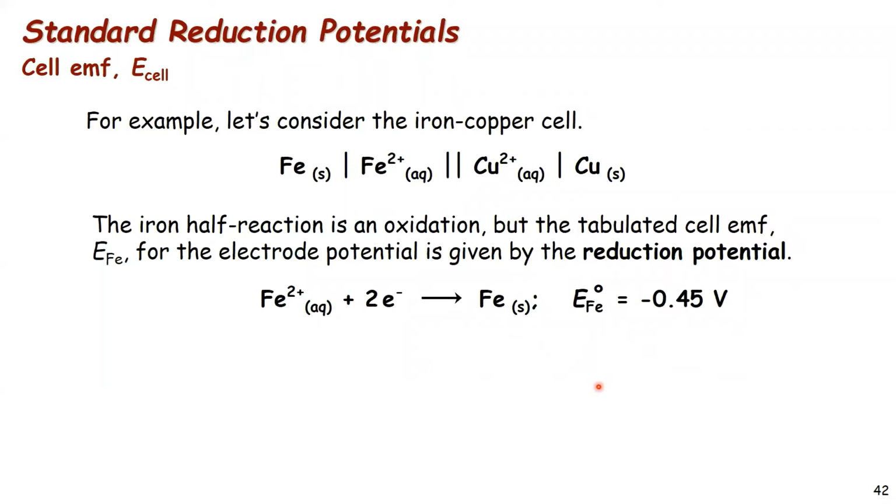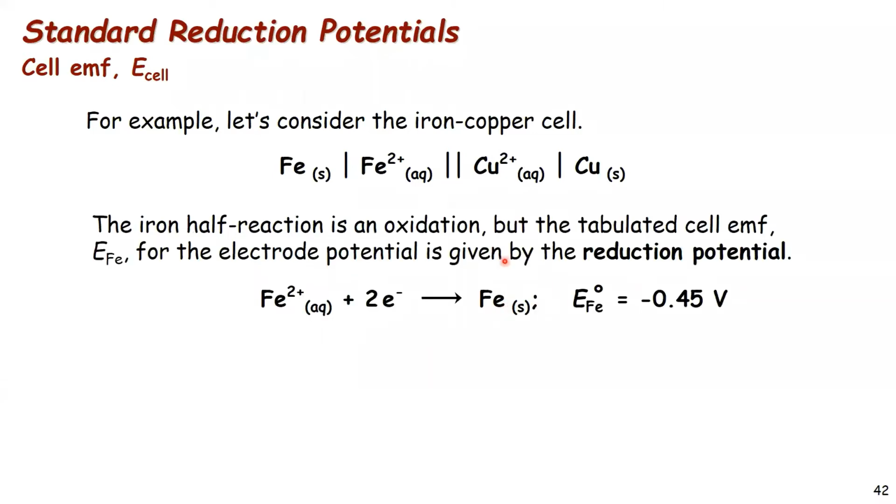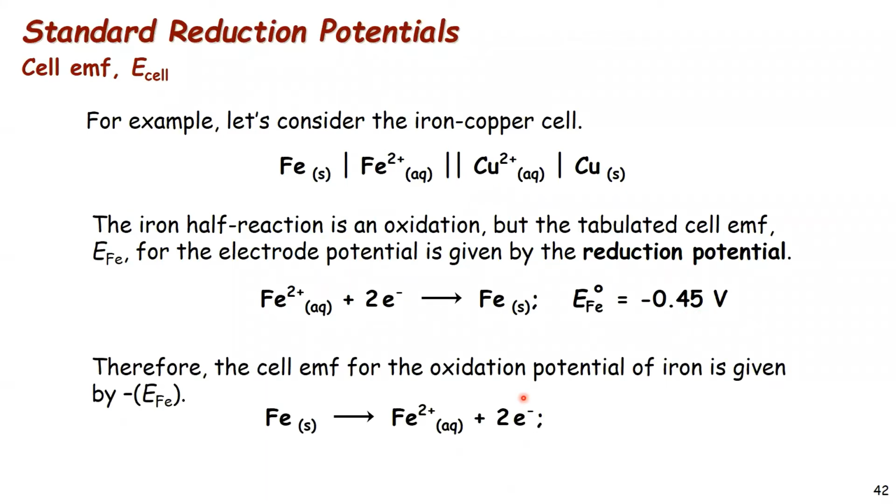Now I have to look up in the book the reduction potential for the iron 2 plus. Again, they're only given as reduction potentials. So I have to basically look for the opposite of this. I'm going to flip it. I'm going to take my products, they become my reactants, and my reactants become my products, and that's what I look up in the table. And it has a reduction potential of negative 0.45 volts. So if I flip this reaction, all I'm going to do is flip the sign. So it's the negative of the standard reduction potential. This would then be the oxidation potential.